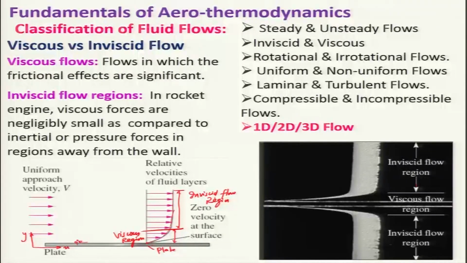Therefore, it is really very difficult to avoid the viscous region. However, as it is very small and confined to the wall, particularly at a high velocity or high Reynolds number, we can analyze it without really considering the viscous region having much effect on the process. So, that will be the inviscid flow region. And the flow can be rotational and irrotational.